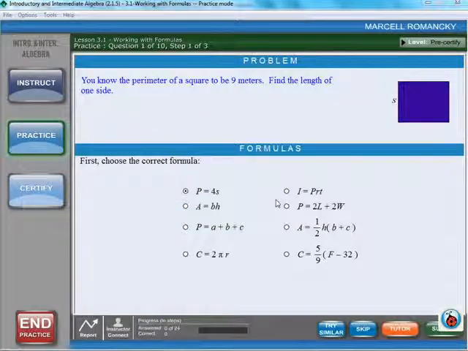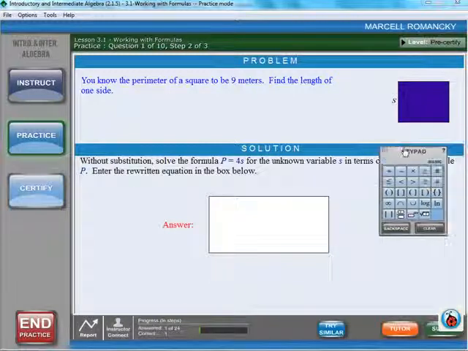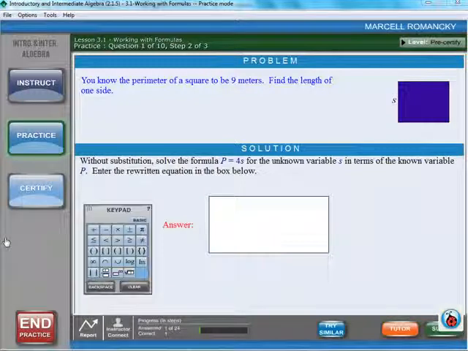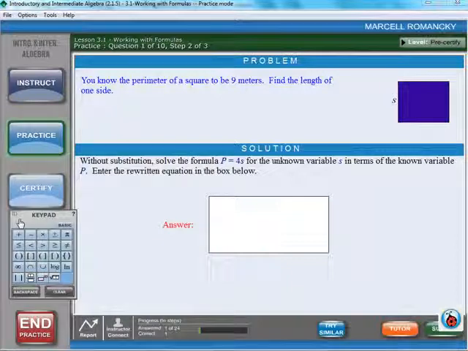Bit sometimes. And now it's saying, without substitution, solve the formula P equals 4s. And I gotta get this guy out of there. If your keypad bugs you, you can put it over here and it fits nicely right in that spot, so then it's out of your way.